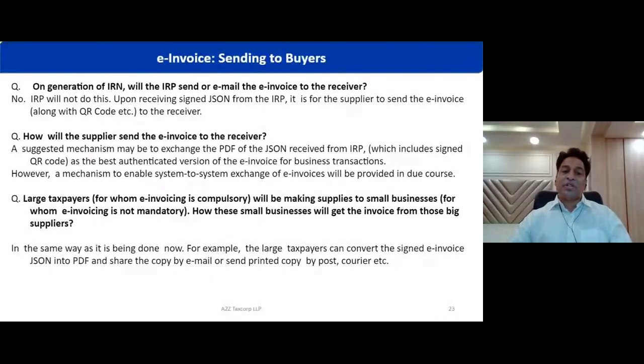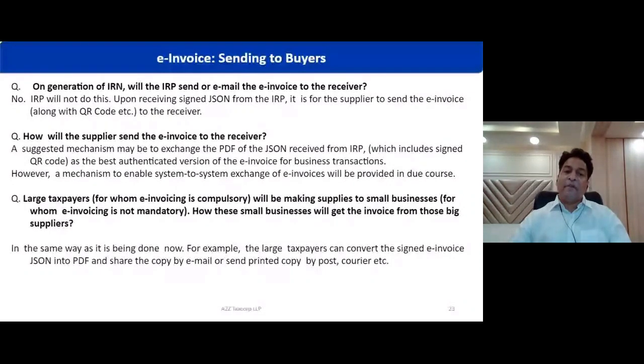First, on generation of IRN, will the IRP, the Invoice Registration Portal, send or email the invoice to the buyer, the receiver? Answer is no. IRP will not do this. Upon receiving the JSON from IRP, it is for the supplier to send the e-invoice, along with the QR code printed on the invoice, to the receiver.